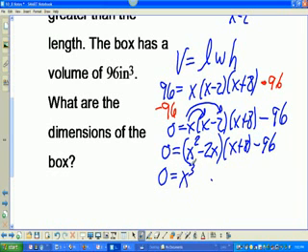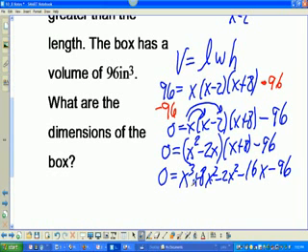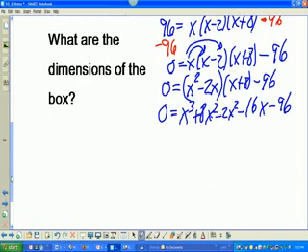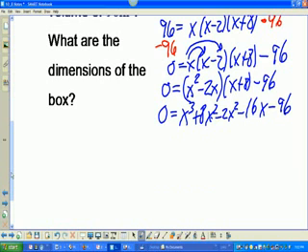So 0 equals x to the third plus 8x squared minus 2x squared minus 16x minus 96. I got 1, 2, 3, 4, 5 different terms here. So what I'm going to try to do is break this down.